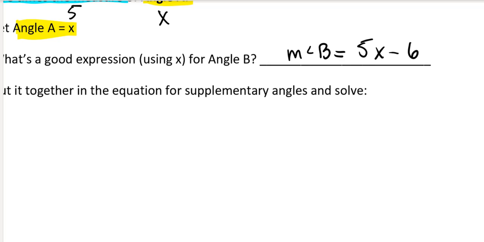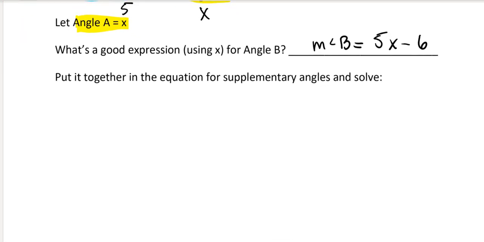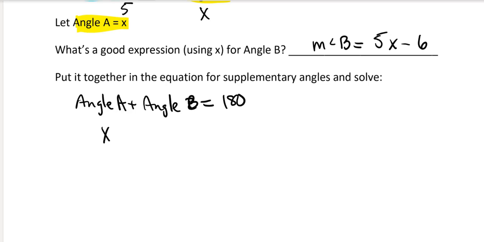We're like, all right, we've got this. To figure out the supplementary angles and solve, let's go back to that general equation. The general equation was angle 1 plus angle 2 has to add up to 180 degrees. So angle 1, which in this case is angle A, and angle B could be our angle 1 and angle 2. Angle A just has a value of x. And angle B is the expression 5x minus 6.